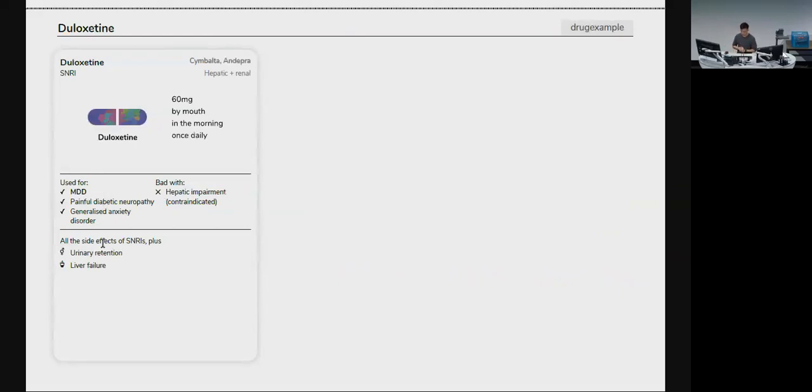Something about SSRIs and SNRIs is that usually they're given in the morning because they can cause insomnia. So you don't want to give that at night because you'll keep people up.